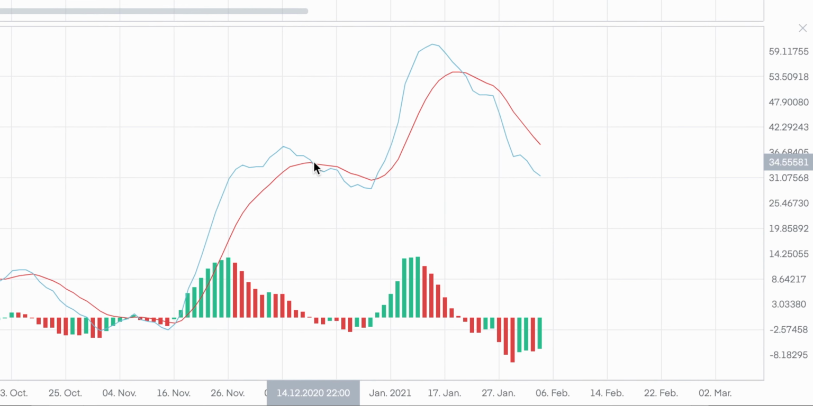On the 14th of December we had this sell signal because the blue line has gone below the signal line, but because the histogram bars are not as large as they were during the buy phase, we can say that this wasn't a strong signal to sell out.